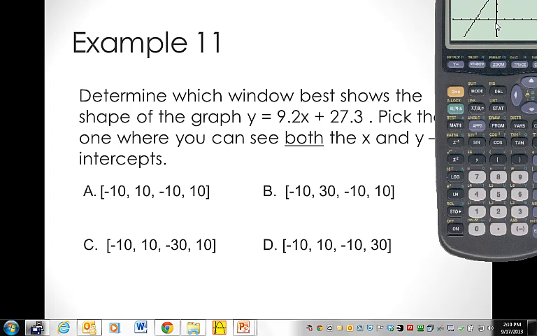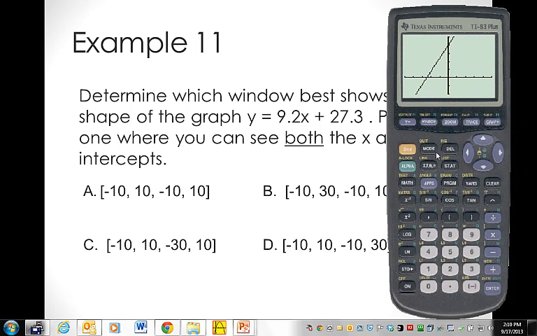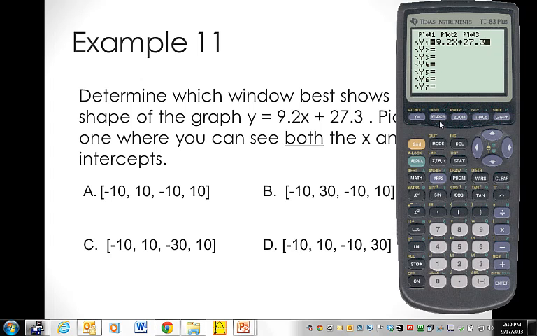Okay, welcome back. I know you tried it. So let's press y equals, and I'll do 9.2x plus 27.3. Okay. So I'm going to start off with a standard viewing window. That's usually where I start on this, just to get a sense for where my graph is.